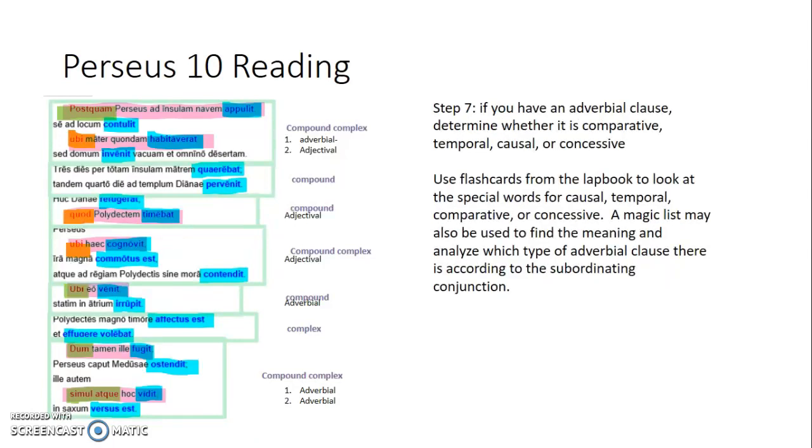Step 7. If you have an adverbial clause, determine whether it is comparative, temporal, causal, or concessive. Use flashcards from the lab book to look at the special words for causal, temporal, comparative, or concessive. A magic list may also be used to find the meaning and analyze which type of adverbial clause there is according to the subordinating conjunction. All of my adverbial clauses are temporal.